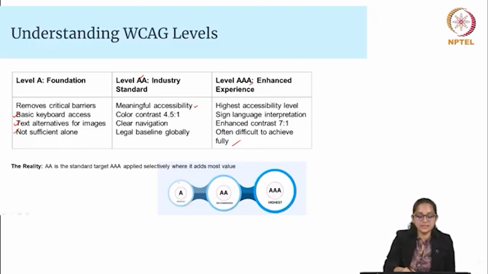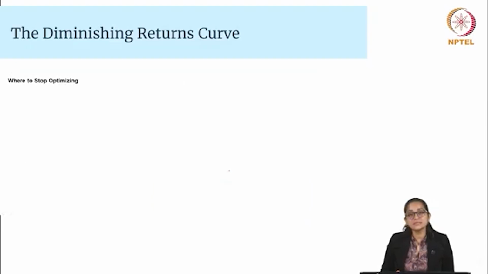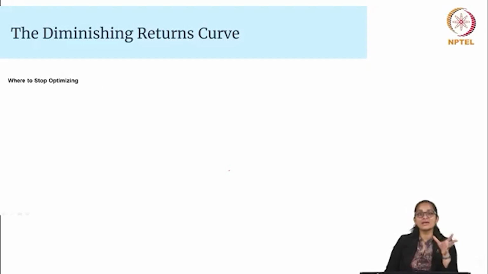So basically, we are saying that A is the minimum, double A is recommended, and triple A is the highest level of compliance. So there's something called the diminishing returns curve. I'm sure a lot of engineers and economics honors students may be able to appreciate it. So in order to understand where to stop, we have to analyze that diminishing returns curve.